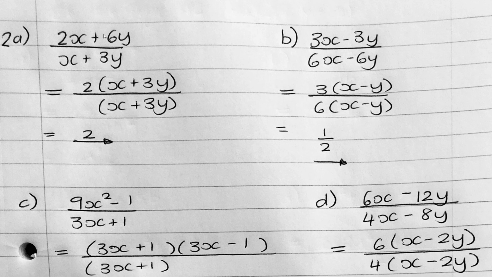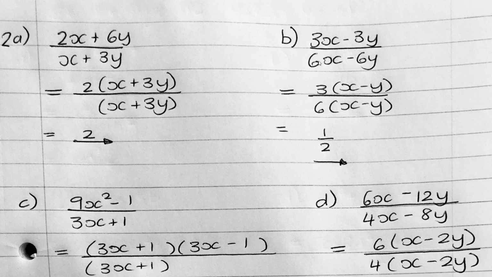Okay, so what I'm going to do is look at the numerator separately and say, is there a highest common factor? Yes, there is. I can take out a 2. So if I divide through by 2, then in my bracket I'm left with x plus 3y. Then x plus 3y at the bottom, imagine that it's like in its own brackets. Those brackets will cancel and I'm just left with 2 over 1, which is just 2.